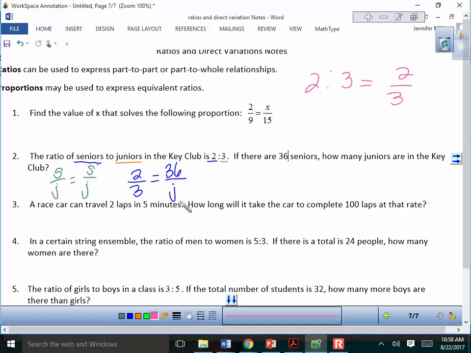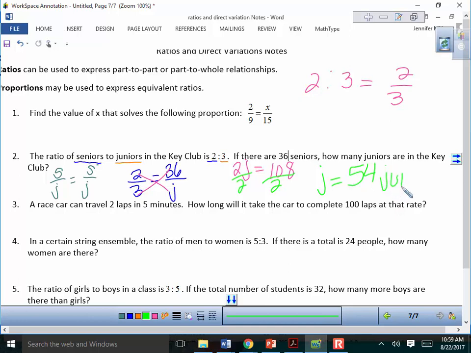At this point, we would just cross multiply, and that gives us 2J is equal to 108. And when we divide both sides by 2, we get J is equal to 54. And it's 54 what? Juniors.